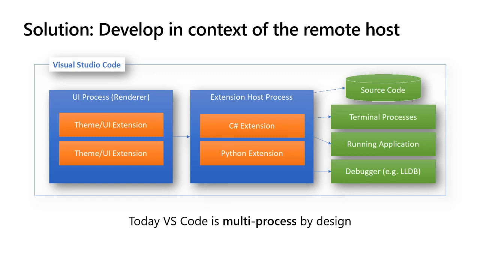And you also have an extension host process for each particular programming language or extension you are going to use. So on this picture, you see the C# extension, for example, and the Python extension, and you are also working with some other processes, such as the terminal process. You are running your application in a different process. You are running your debugger. So it's multi-process by design.